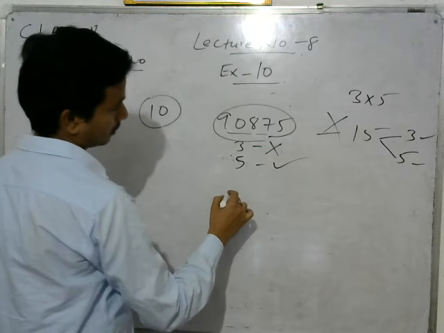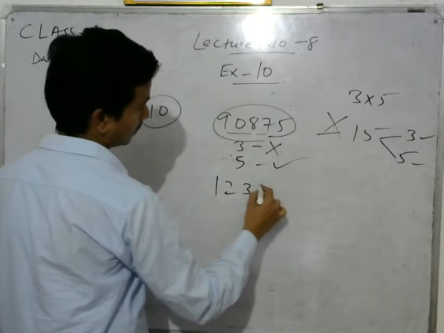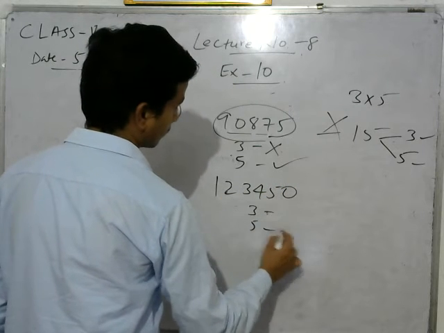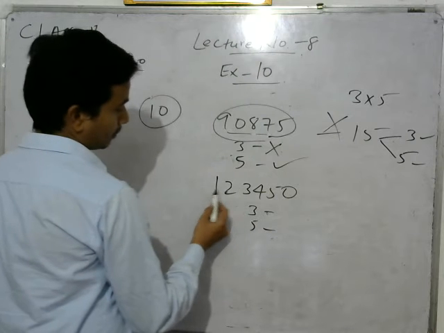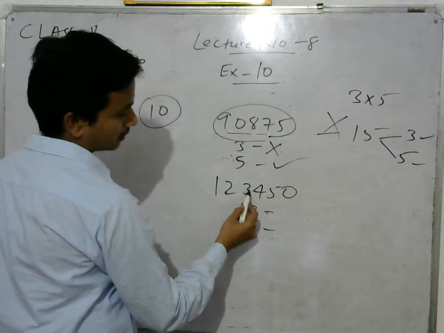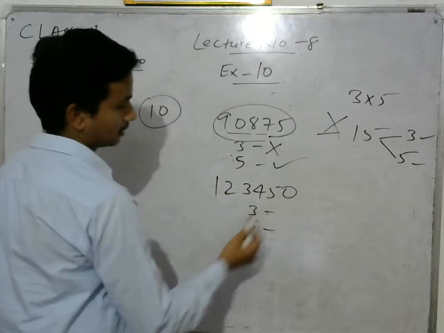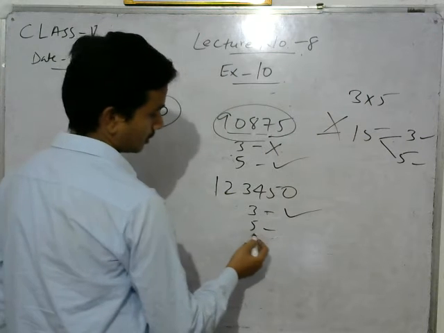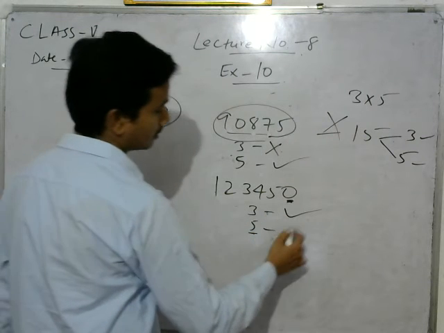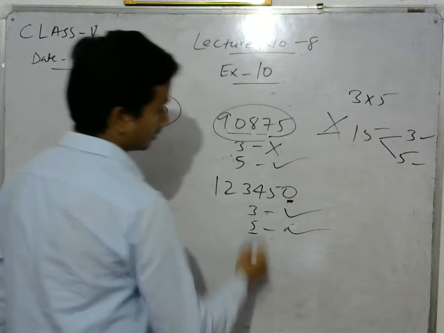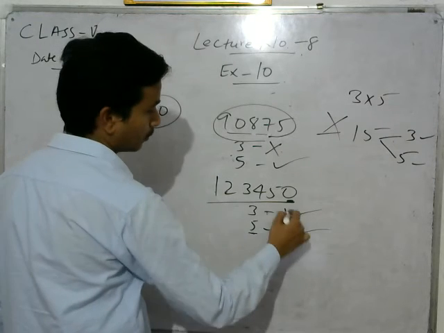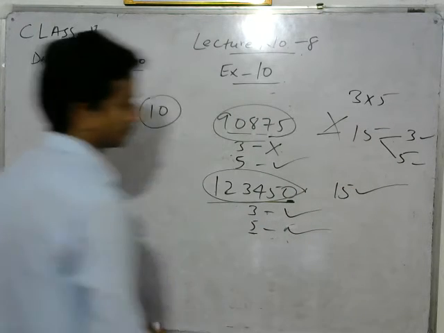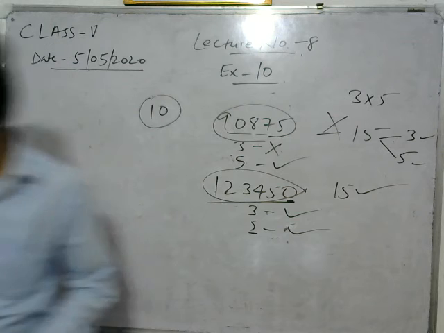Now check for another number, 1, 2, 3, 4, 5, 0. Is it divisible by 3 and 5? 2 plus 1 is 3. 3 plus 3 is 6. 6 plus 4 is 10. 10 plus 5 is 15. Yes, it is divisible by 3 because 15 is divisible by 3. And is it divisible by 5? Yes, since the last digit is 0, it is also divisible by 5. Since this number is divisible by 3 and 5 both, we can say that it is divisible by 15 also. In this way you will solve this type of question.